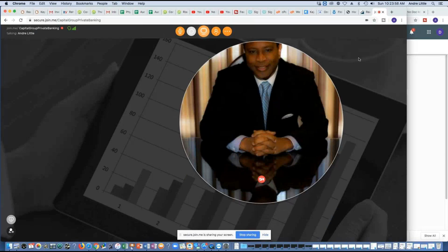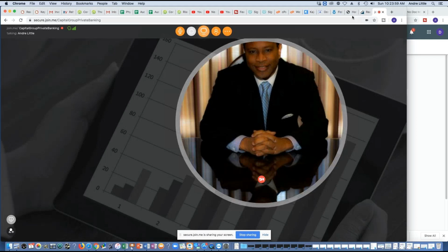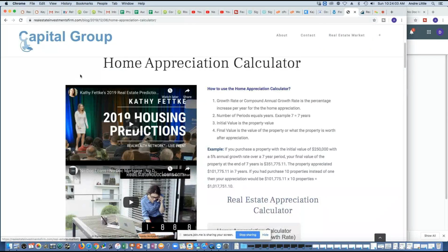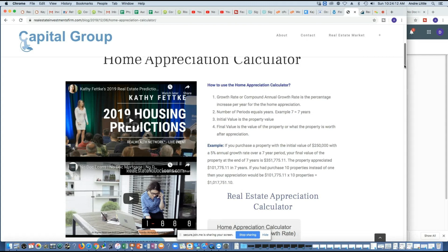I'm going to show you how to use the home appreciation calculator on our website. You're probably visiting realestateinvestmentsfirm.com. The home appreciation calculator here is going to begin to show you how real estate appreciates and grows over a period of time.